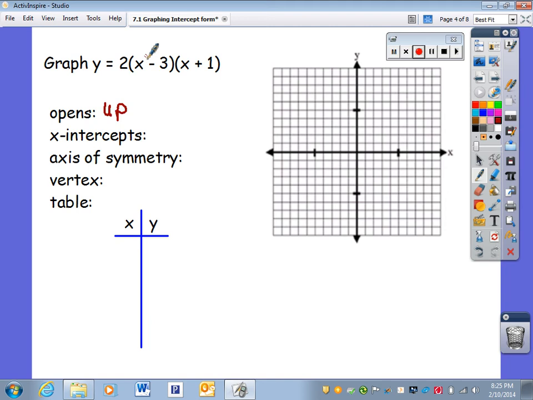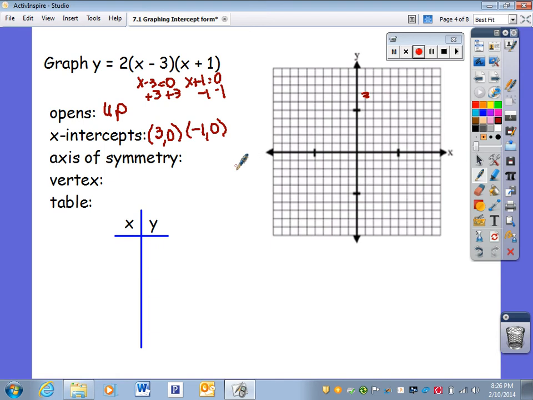Our x-intercepts are found by taking the factors and setting them equal to 0 and solving. So if I have x minus 3 equals 0, and I add 3 to both sides, we find that x is equal to 3. So our first x-intercept will be at the point 3, 0, remembering that when you cross the x-axis, y is 0. Our second, if we set this equal to 0 and solve, we subtract 1 from both sides, so we have x being equal to negative 1, and that's our second x-intercept.